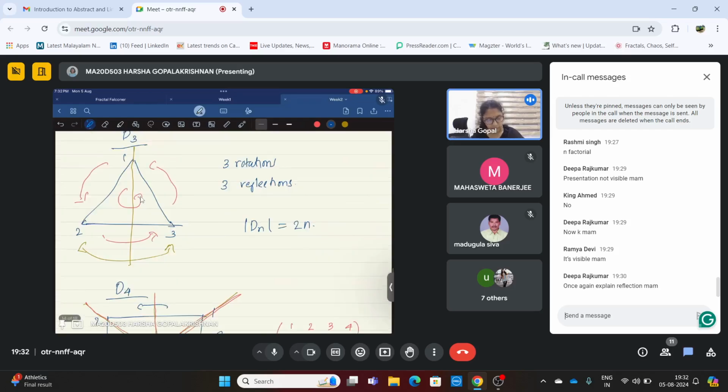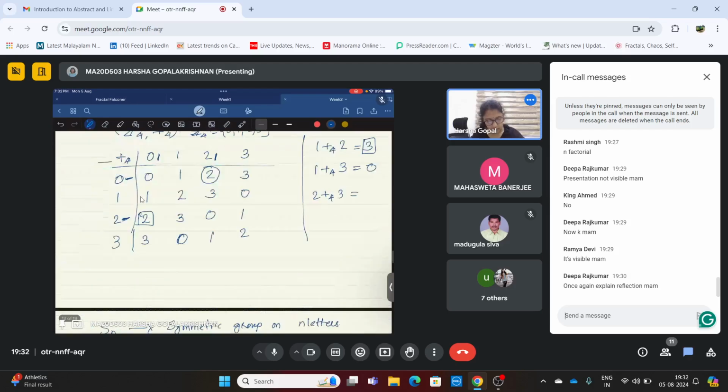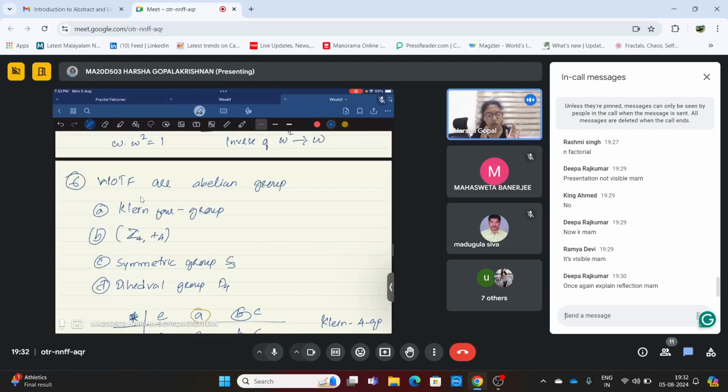Now we will see, I hope it is clear, which are all the abelian groups. We have already seen Klein 4 group is abelian, in the beginning I told, and Z4 with addition mod 4 is also abelian, using that group operation we have seen. Now let's see symmetric group and dihedral group. These are actually functions, means they contain permutations and the operation is composition.